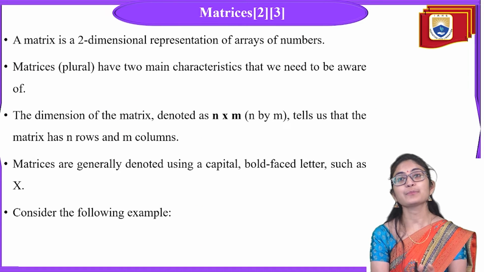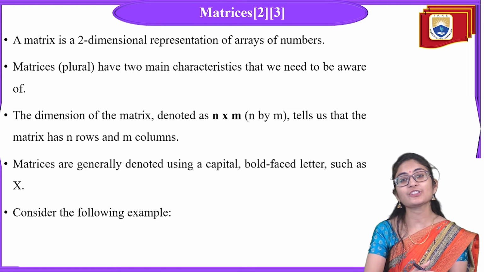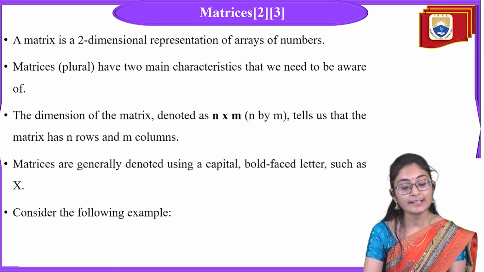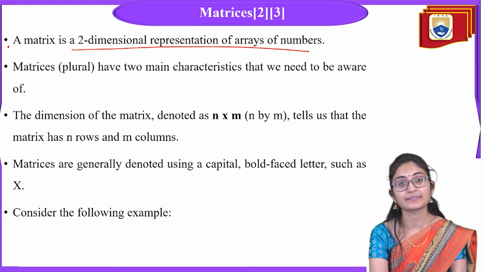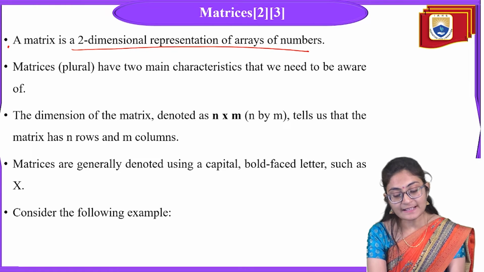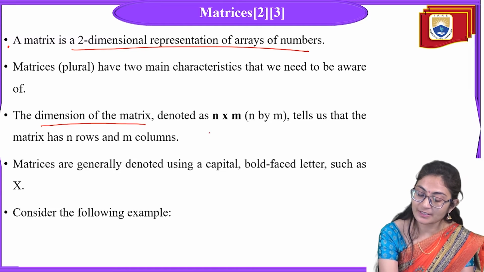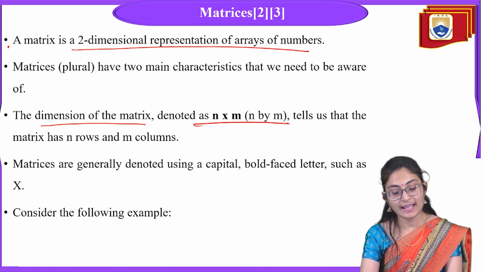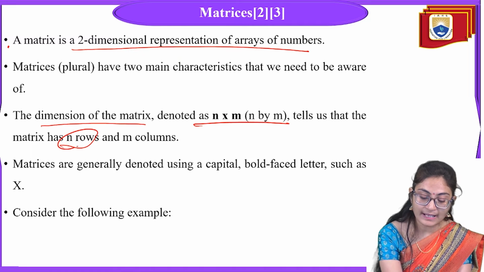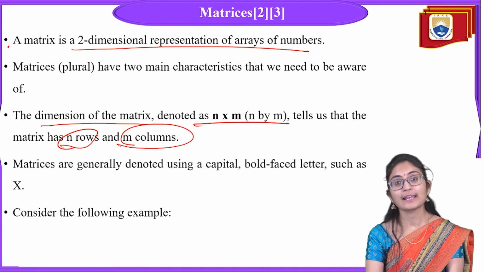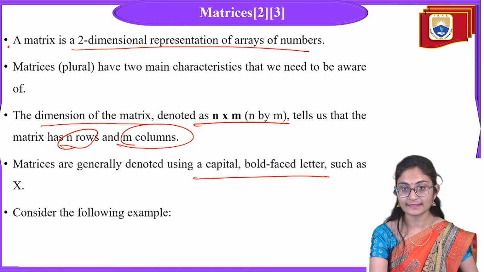Now we will see some matrices. Actually, a matrix is not about the combination of only rows and columns. A matrix is a two-dimensional representation of arrays of numbers. Matrices have two main characteristics, one of which is the dimension of the matrix, generally denoted by n by m, showing n rows and m columns. Matrices are denoted using capital boldface letters such as X.